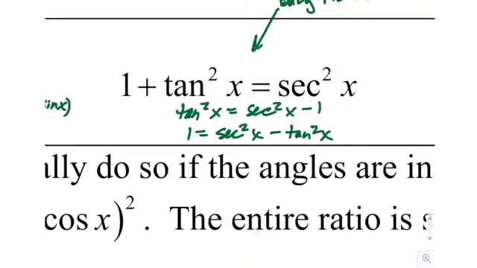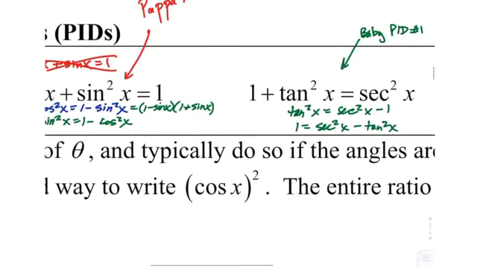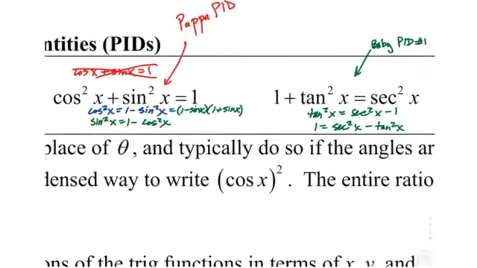But look what we could do now. If 1 is equal to secant squared minus tangent squared, and 1 is equal to cosine squared plus sine squared, we can now say then that secant squared minus tangent squared equals cosine squared plus sine squared, right? You want to memorize that? No. You can also say then that 1 equals 1. You want to memorize that?